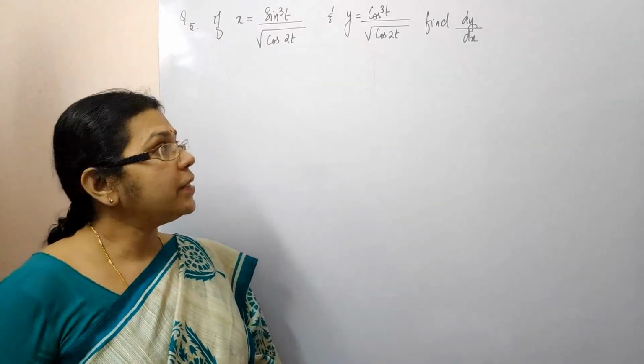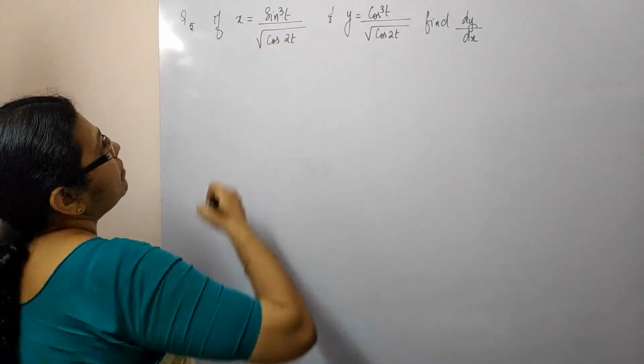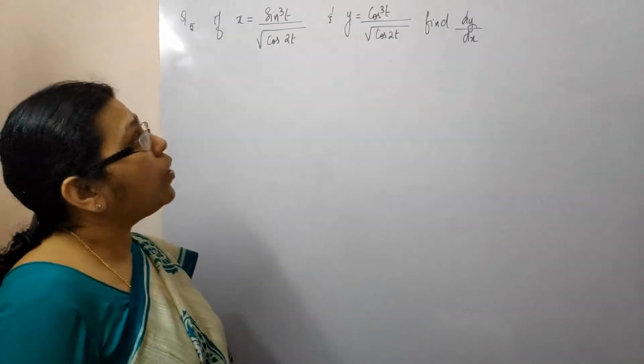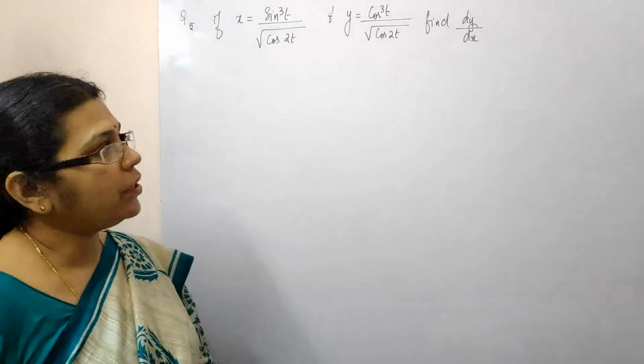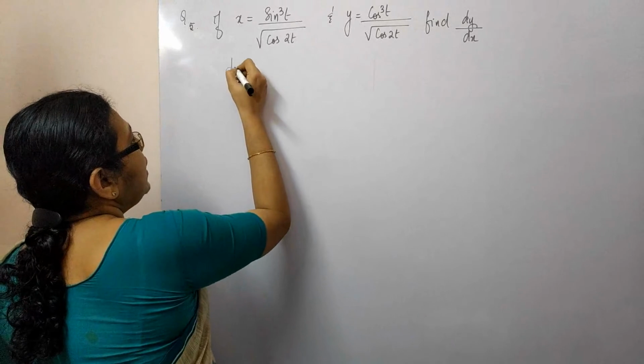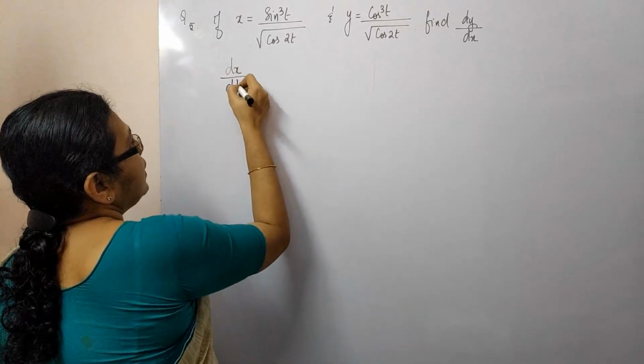Now let's see another question. X is given by sin cube t by root of cos 2t. Y is equal to cos cube t by root of cos 2t. You are asked to find dy by dx. Okay. So here dx by dt.